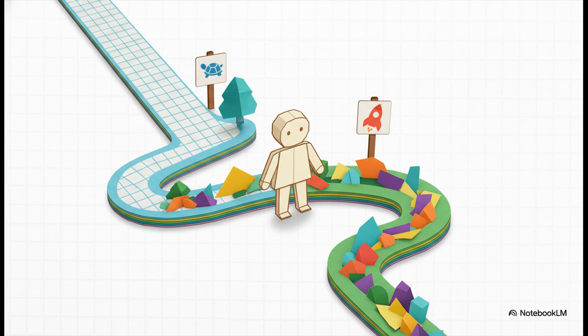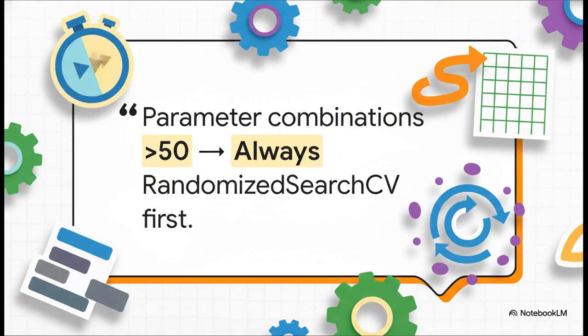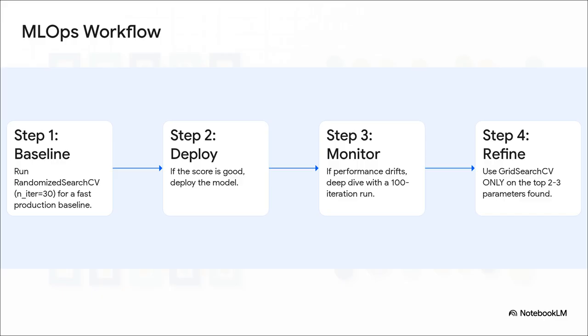Here is the playbook you need for your own projects. Here's the golden rule. More than 50 combos? Just start with randomized search. You'll thank me later. Here's your 4-step workflow. Get a fast baseline, deploy it, and only refine if you absolutely have to.